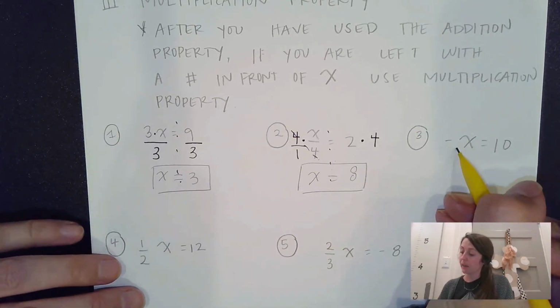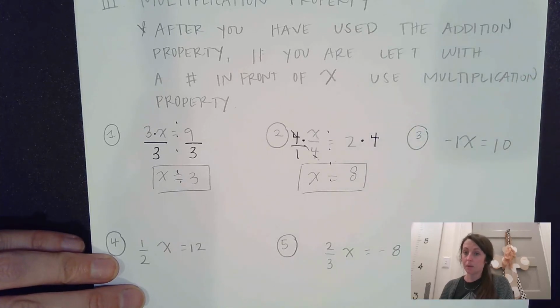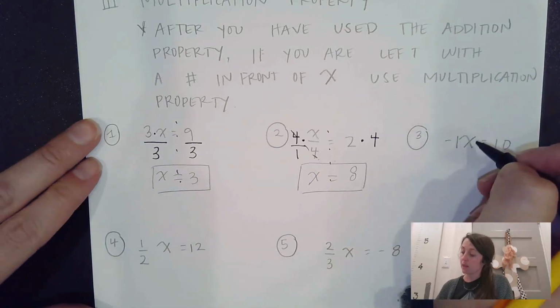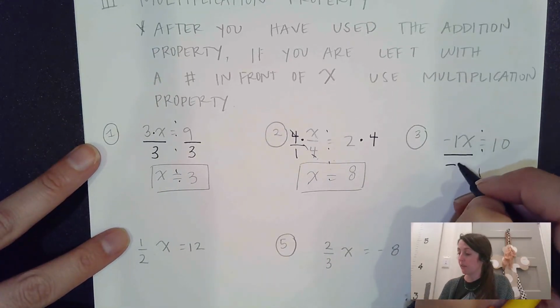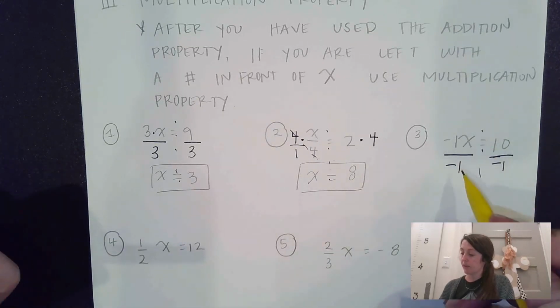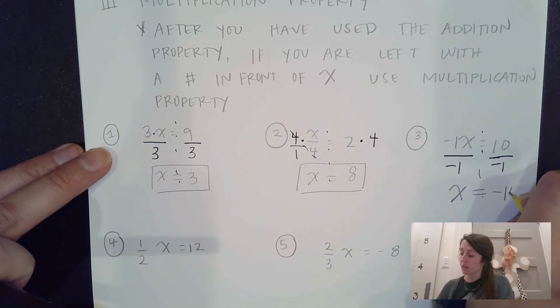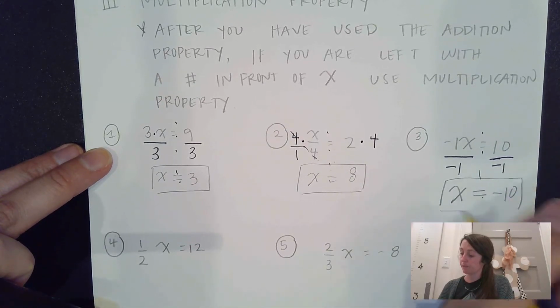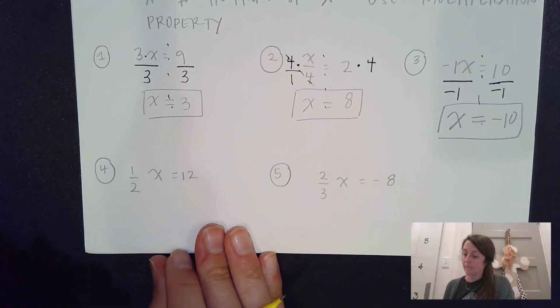Right here we've got a negative x is equal to a 10. So this is a negative 1x is equal to a 10. So same thing, I've got to get a positive 1 there. So I am going to divide both sides by a negative 1. So negative divided by a negative is going to leave me a positive x. 10 divided by negative 1 is a negative 10. Okay.